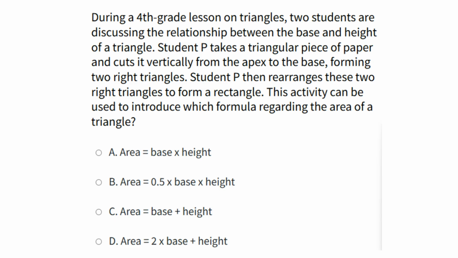The correct answer for this question is B. When student P cuts the triangle and rearranges the 2 right triangles to form a rectangle, the base of the triangle becomes the base of the rectangle, and half the height of the rectangle is the height of the triangle. Given that the area of a rectangle is base times height, the area of the original triangle is half of this, since it's half of the rectangle. Therefore, the area of the triangle is represented as area equals 0.5 times base times height.